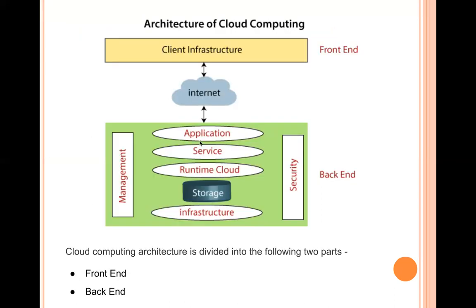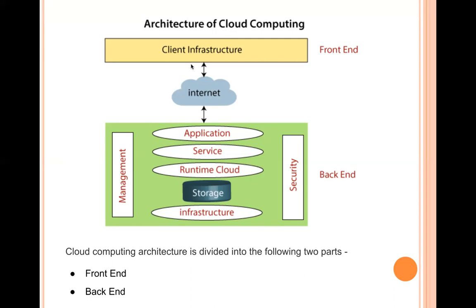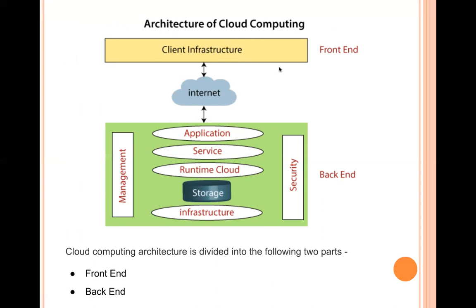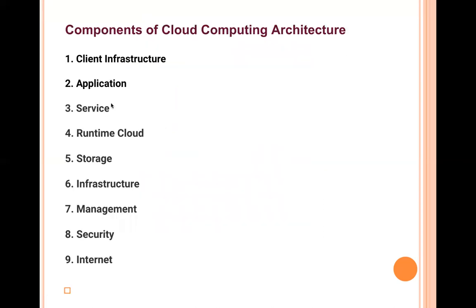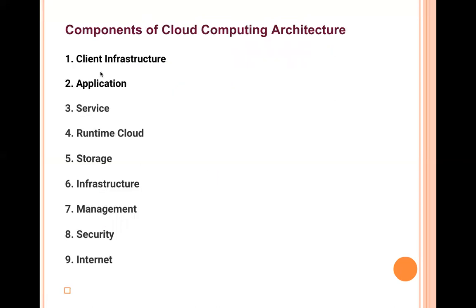Understood? So we have seen these nine components related to cloud computing architecture. Which are these components? First is client infrastructure, which consists of the front end, then application, service, runtime cloud, storage, infrastructure, management, and security. Now, this is about cloud computing architecture.